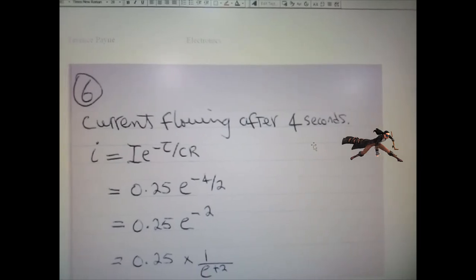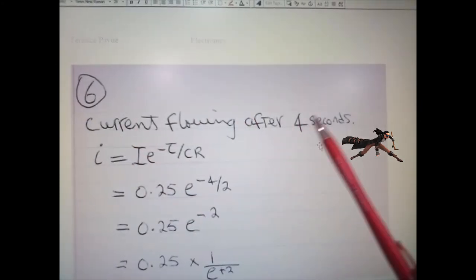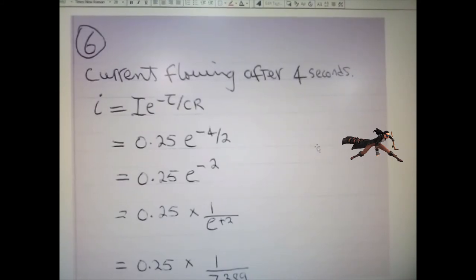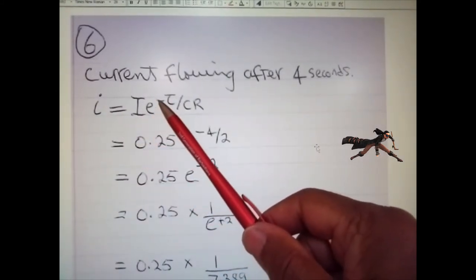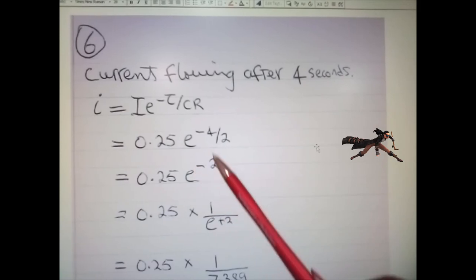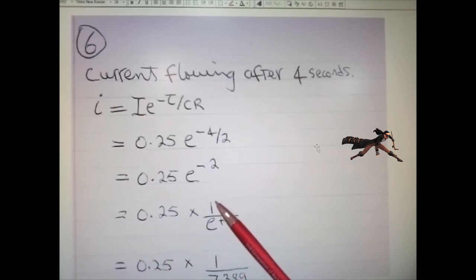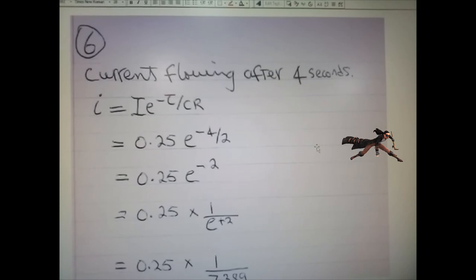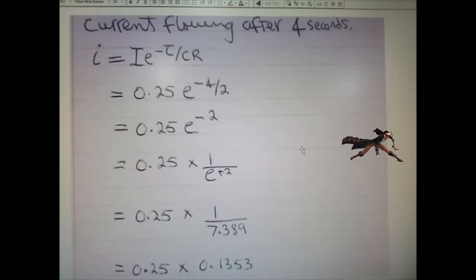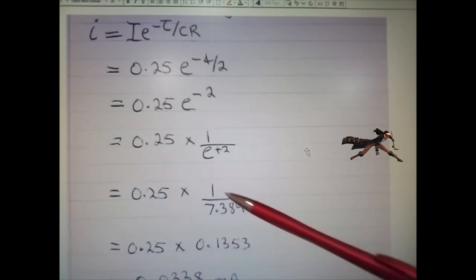Now we then need to know the current flowing after 4 seconds. So here we are, current flowing after 4 seconds, and we're going with I equals I0 e to the minus t over CR. 0.25 e to the minus 4 gives us 0.25 e to the minus 2, because we divided 4 by 2. We then have I equals 0.25 times 1 over e to the plus 2, or e to the 2. Let me use the same values here: 0.25 times 1 divided by that.